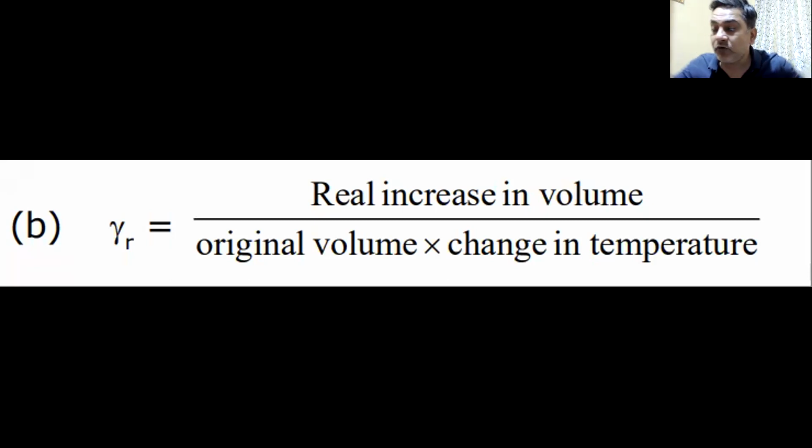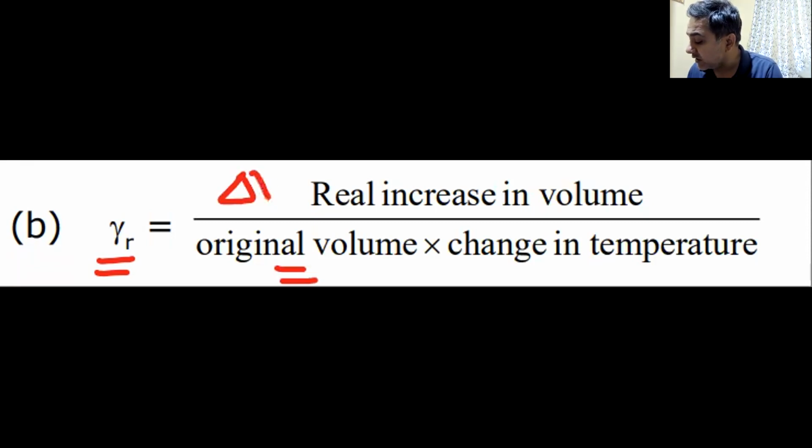Now, we come to normal liquids, or water which is not between 0 to 4 degrees Celsius. When I heat it up, it will expand. This expansion coefficient is known as gamma real or gamma R, which is the real increase in volume. What is the actual increase in the volume? Divided by the original volume.